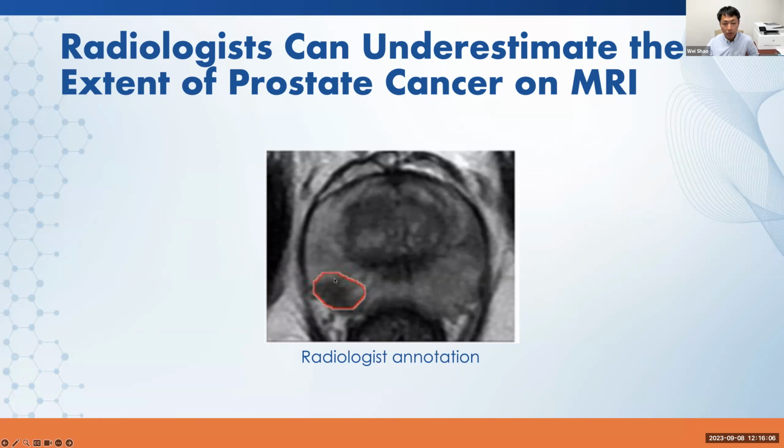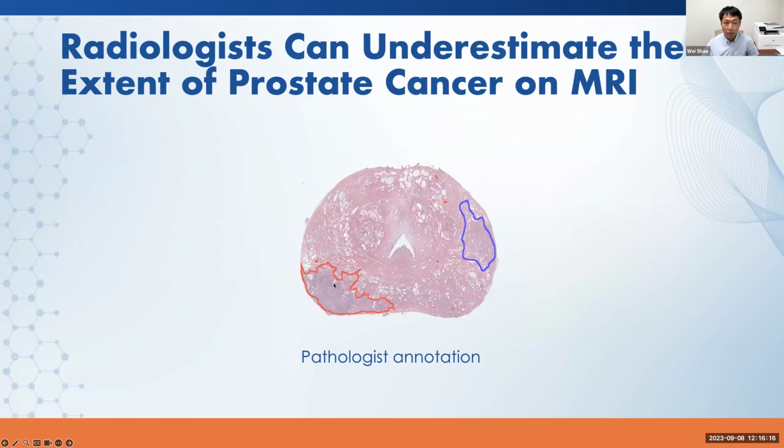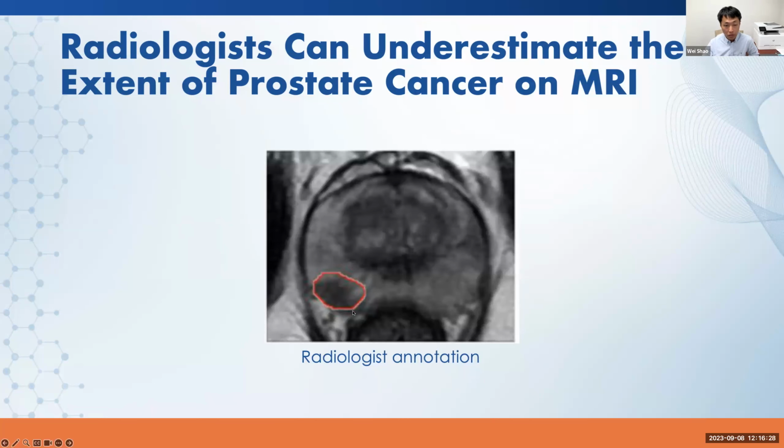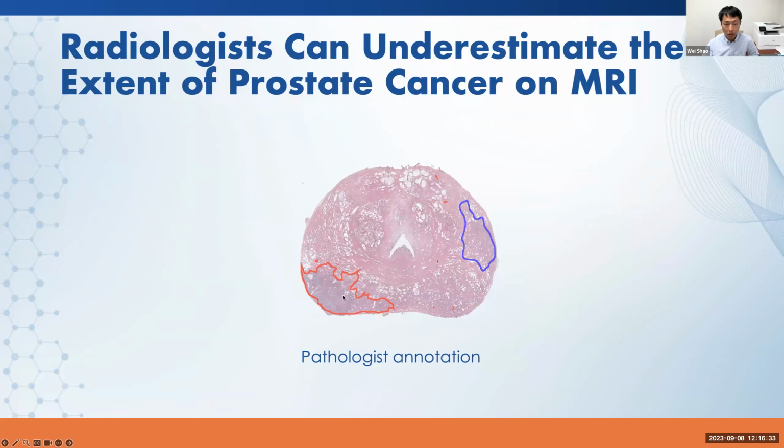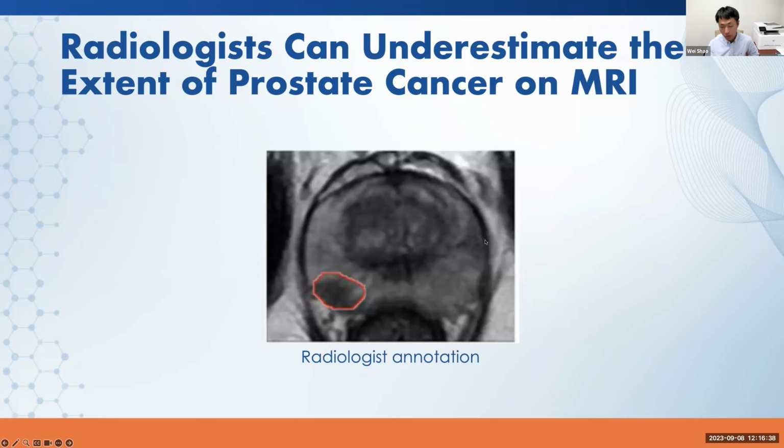very often the radiologist may underestimate the size of the prostate cancer. Actually, for this patient, the prostate cancer goes to here. This is the corresponding pathology image, which can provide the more accurate, or we use it as a ground truth outline for the extent of cancer. So as you can see, for this lesion, the radiologist successfully detected this lesion, but underestimated the size of the lesion actually. And also there's another lesion here, which is missed by the radiologist.